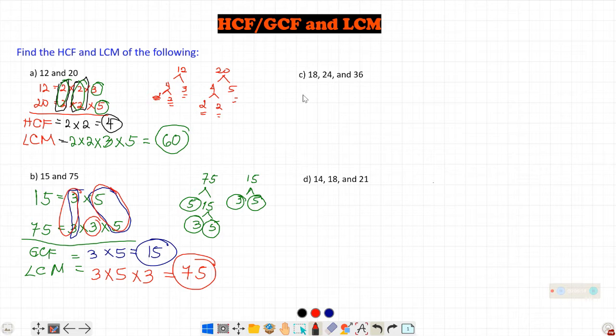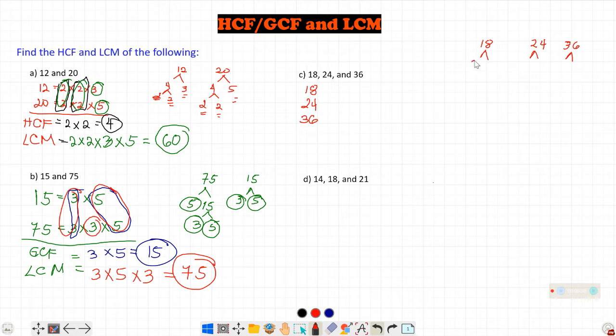Now, what if there are three numbers and we want to find the LCM and the HCF of these three numbers? It's still the same. First, you need to find the prime factors of 18, 24, and 36. Using a factor tree again, let's get the prime factors of each number.